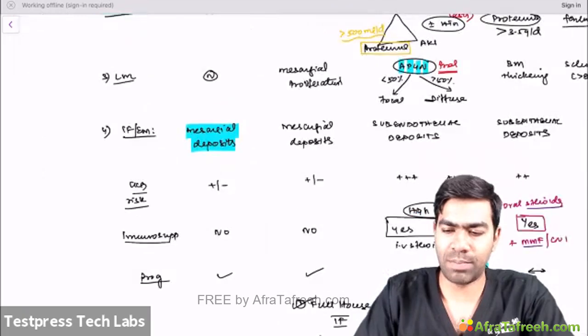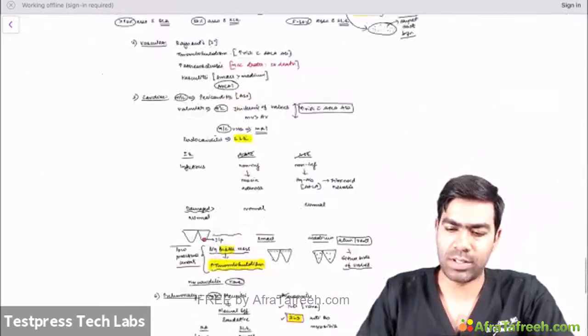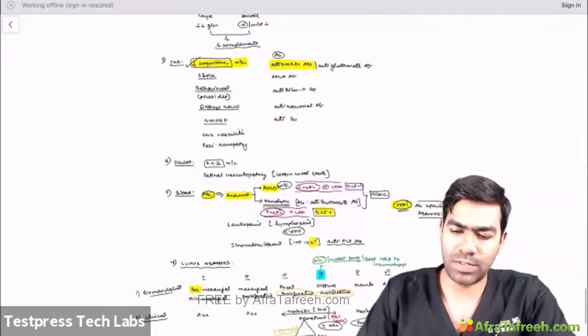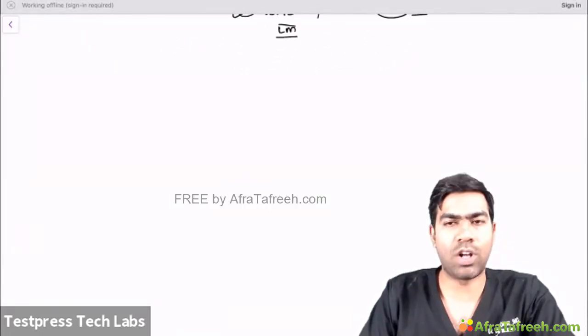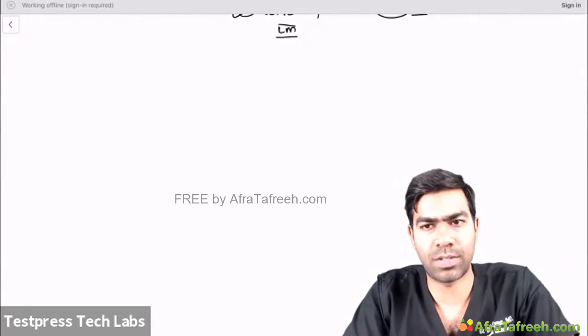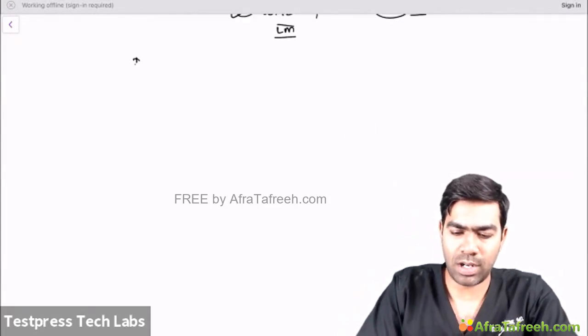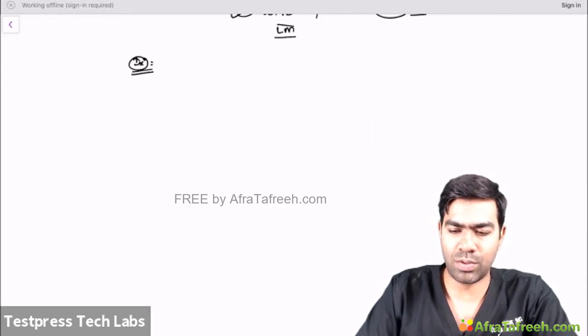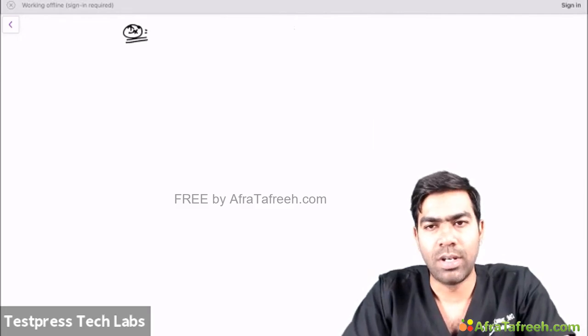Now, I think we have completed everything. We have completed all the 10 organs, except for the GIT involvement, which is very rare in lupus. We have seen, I think, all the systemic manifestations of lupus. So now it's time to move on to our investigations. What are the investigations that you're going to do in lupus nephritis? Because there are a lot of questions on the antibodies that will come in lupus.